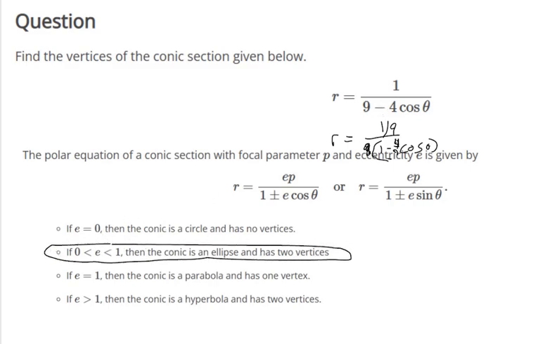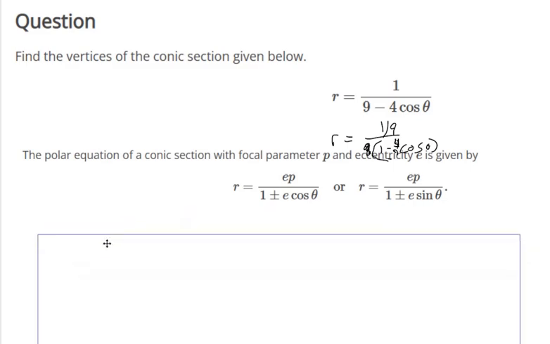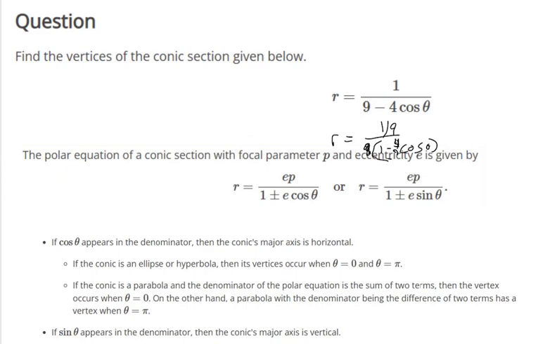It means it's going to have 2 vertices, right? And then to know more about the ellipse, cosine in the denominator means the conic's major axis is horizontal, so the ellipse is longer than it is tall. And so Newton goes on to give you instructions on exactly how to find those vertices. It occurs at theta equals 0 and theta equals pi.